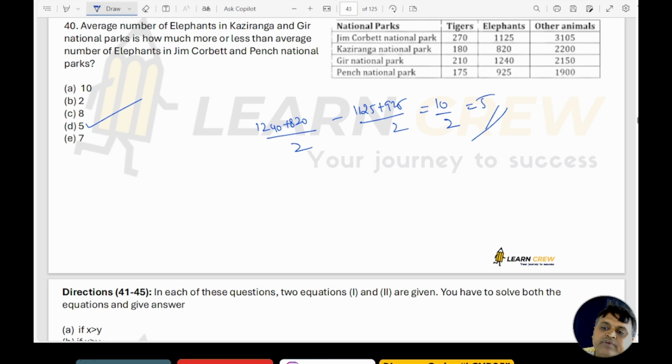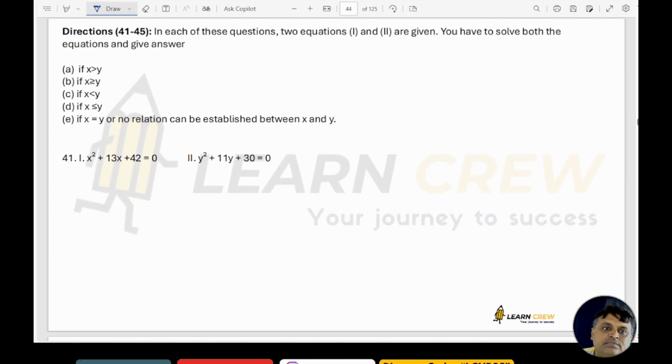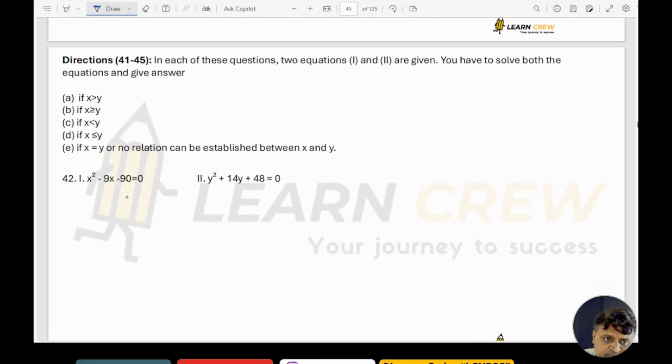Answer is 5. Now the next questions are based on quadratic equations. So here 42 means 7 times 6. So you can say x is minus 7, minus 6 and y is minus 5, minus 6. So definitely I can say y is greater than or equal to x, or x is less than or equal to y. Option D is correct. Next.